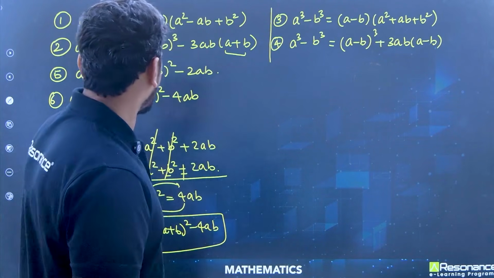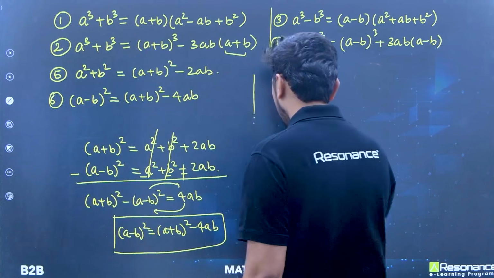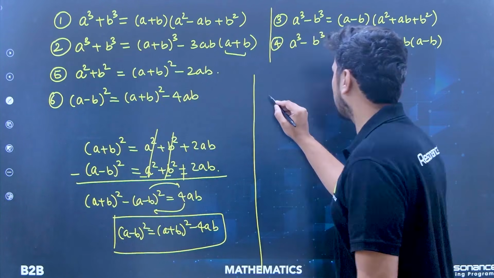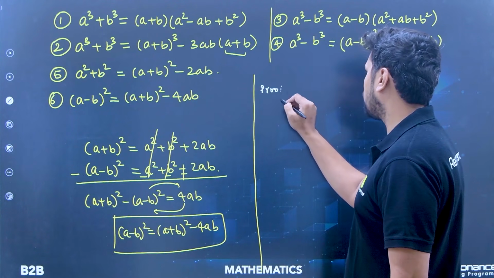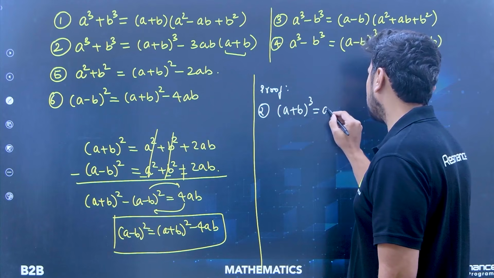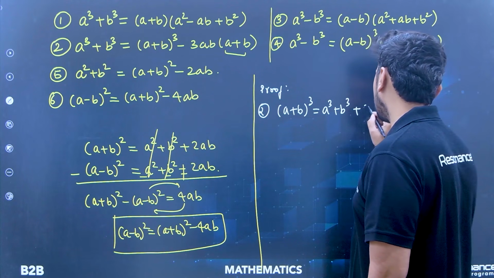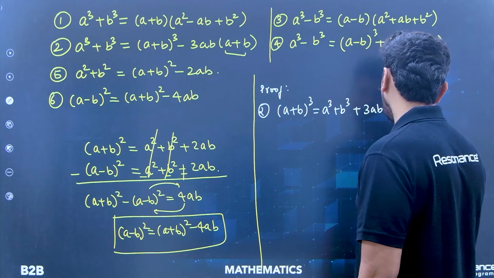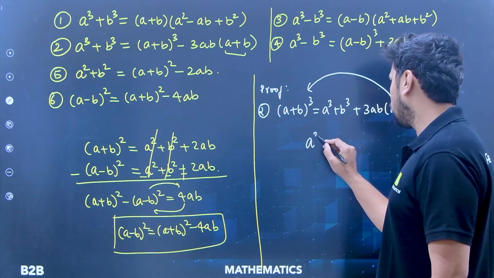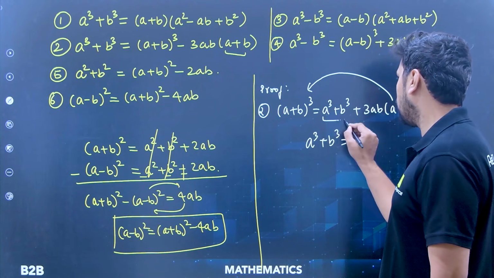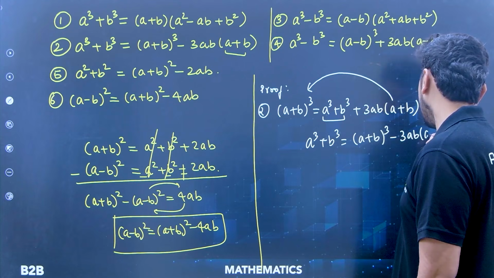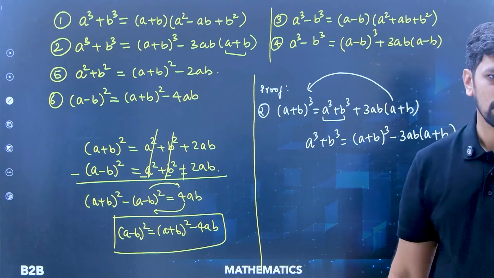Second one, that's correct. You are missing the point. I will just write the things here again. For the second and fourth one, I am thinking you are missing the point. Proof of the second one. I have written a plus b whole cube, that is equal to a cube plus b cube plus 3ab into a plus b. I will bring this thing here. So a cube plus b cube will be equal to what? We are finding this value. It will be a plus b whole cube minus 3ab into a plus b. Understood?